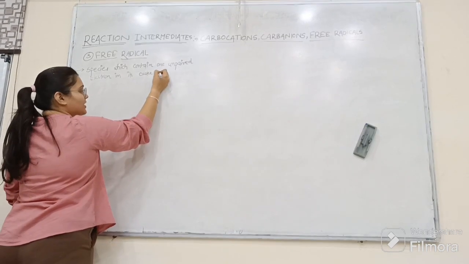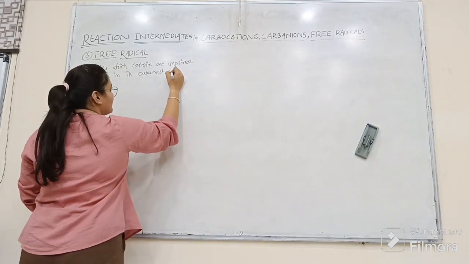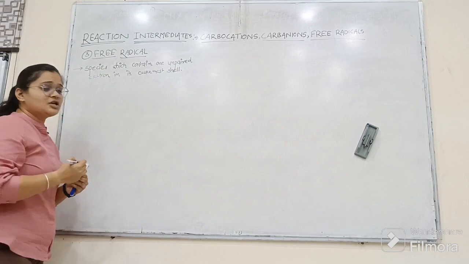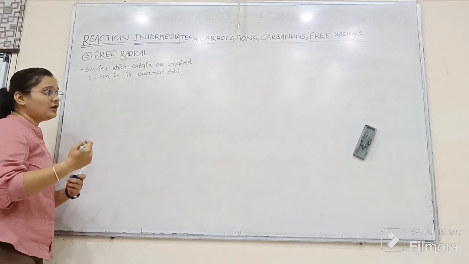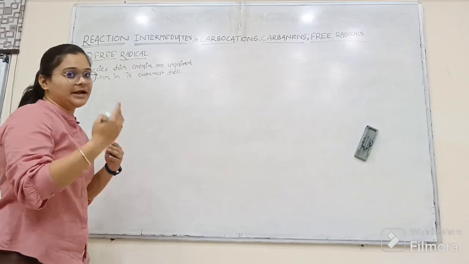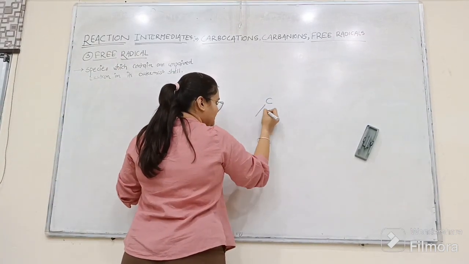Okay, so we can say there is a presence of one extra electron over here in its outermost shell. So in order to describe further characteristic features, let's draw the structure of free radical. Okay, so the structure of free radical can be drawn like this.